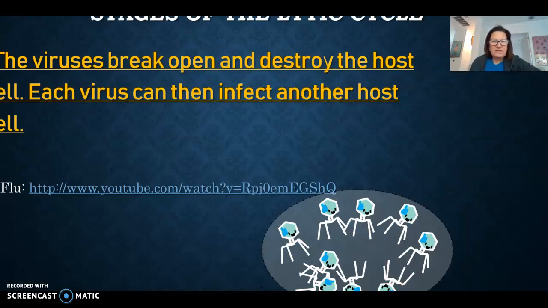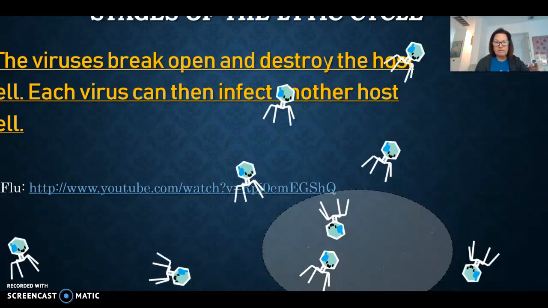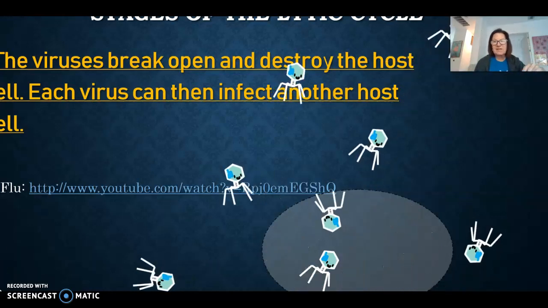So the next thing is the virus breaks open and destroys the host cell. All of those are going to blow up. So they break out of that cell and destroy the cell. Each one of those new viruses is going to then go to other cells and infect them.